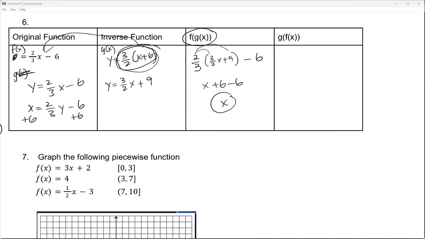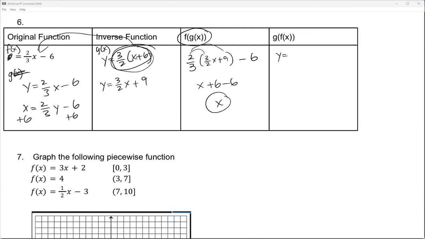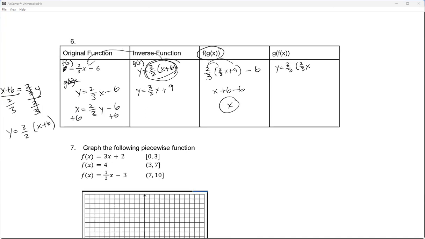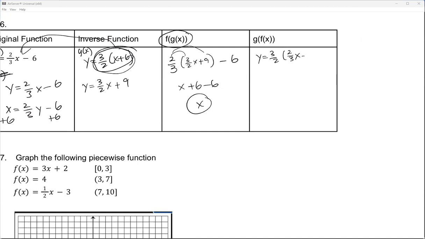And then do the same thing here. You're doing y is equal to 3/2, plugging in 2/3x minus 6, plus 9. Distribute, it'll be y is equal to x minus 9 plus 9, which is y is equal to x. So you need to show work on this right here, okay? As long as they're both x's, y is equal to x, they are inverses of one another.